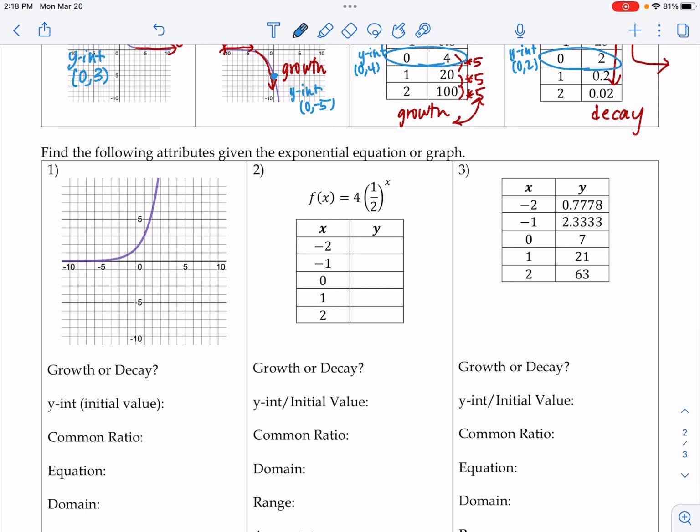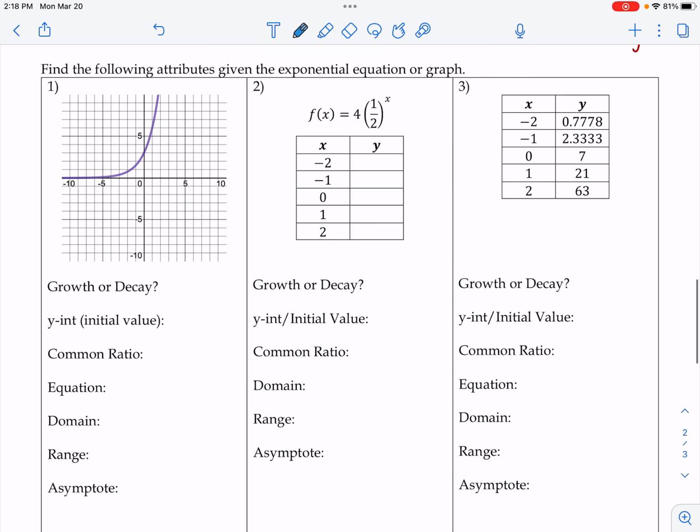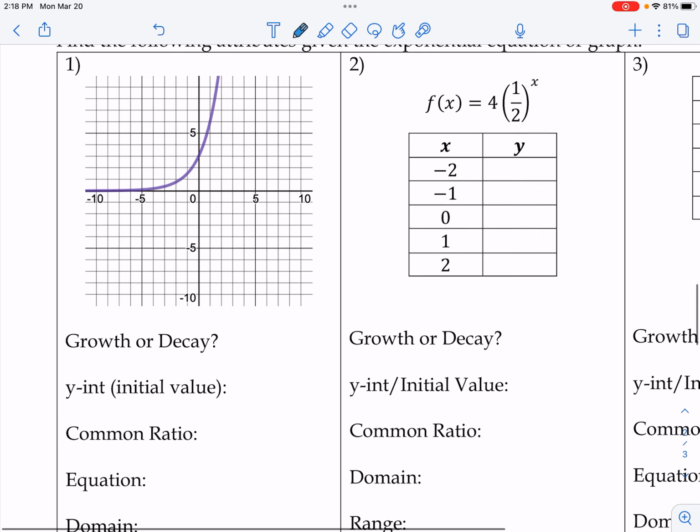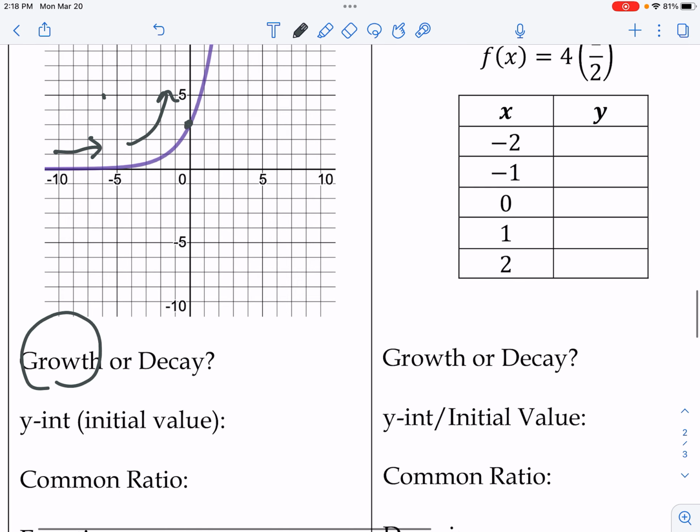Find the following attributes given the exponential equation or graph. Okay, so starting with this graph, growth or decay, as we go to the right, it is going away from the axis, so definitely growth. Y-intercept is 0, 3.